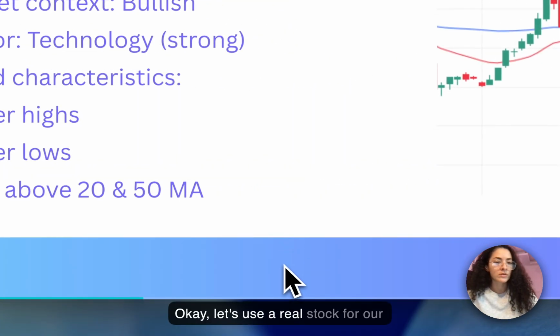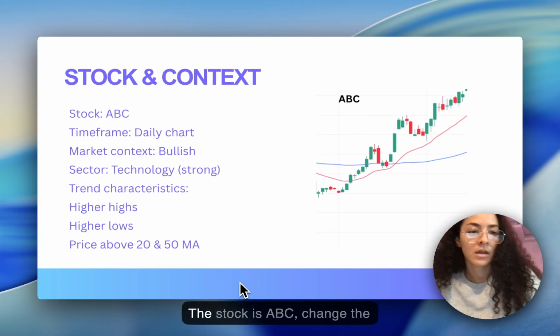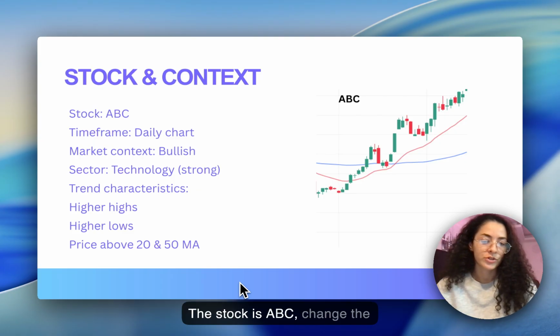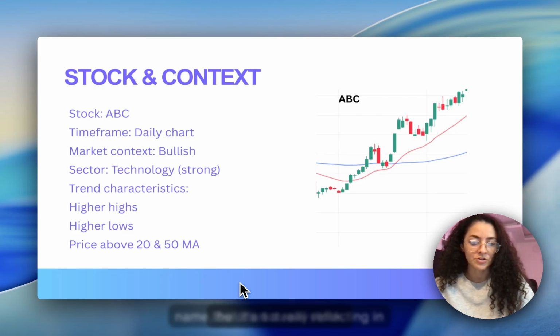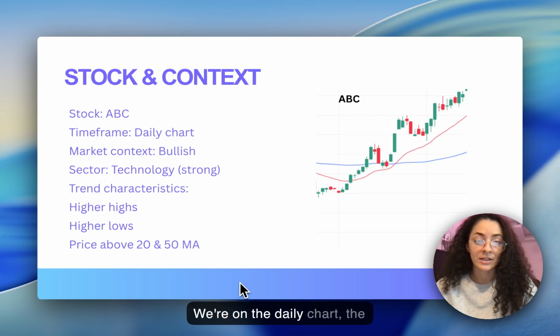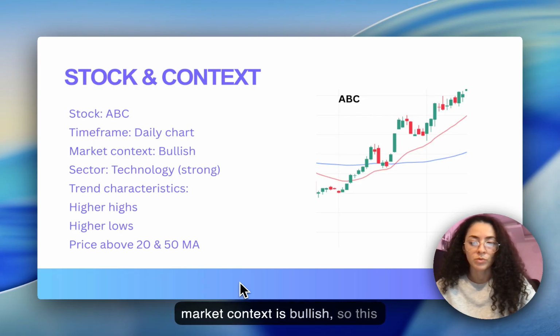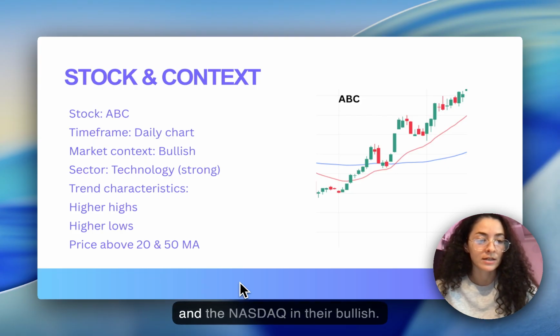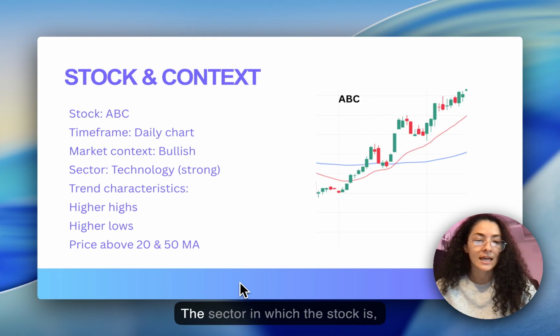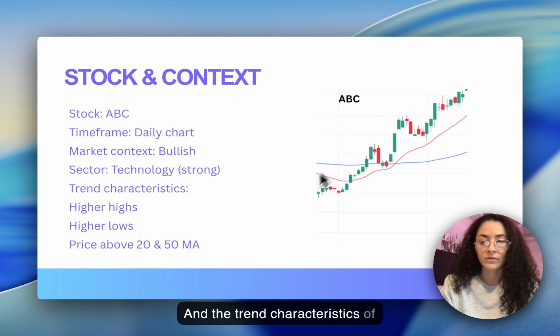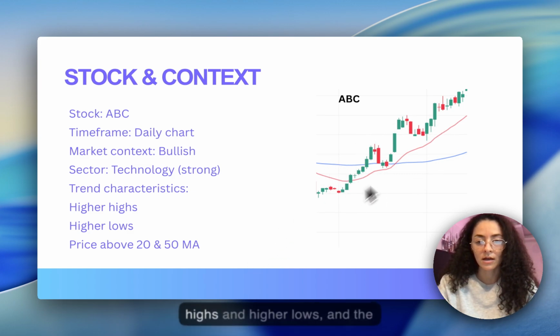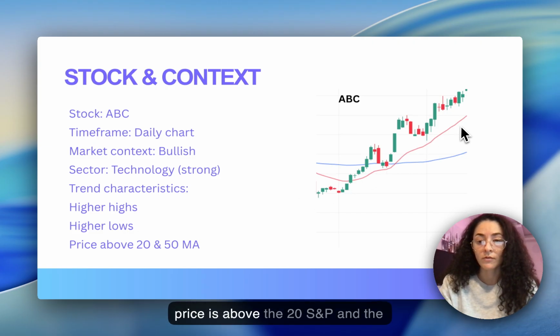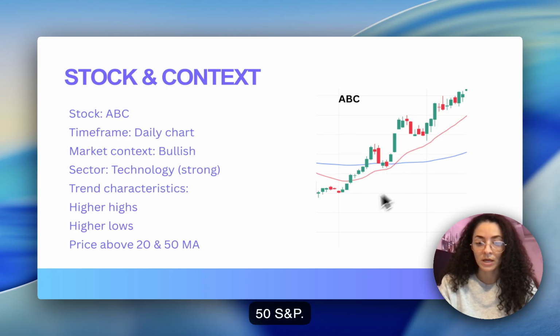Okay, let's use a real stock for our example. The stock is ABC. Change the name, but it's actually reflecting in the chart a real stock. We're on the daily chart. The market context is bullish, so this means that we check the S&P and the Nasdaq, and they're bullish. The sector in which the stock is, the technology sector, is also bullish, strong, so that's good for us. And the trend characteristics of this chart: we have higher highs and higher lows, and the price is above the 20 SMA and the 50 SMA.